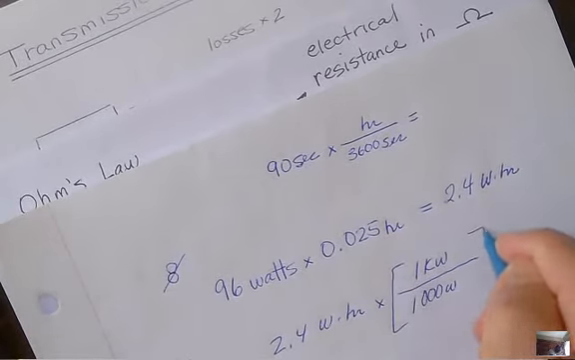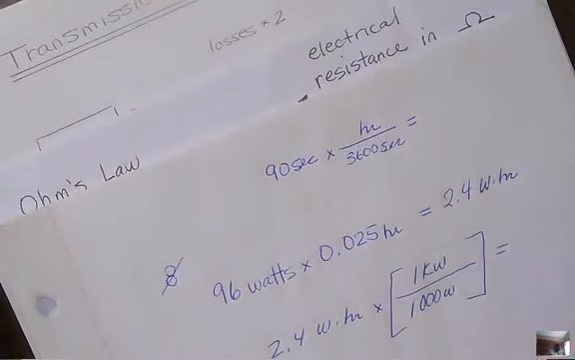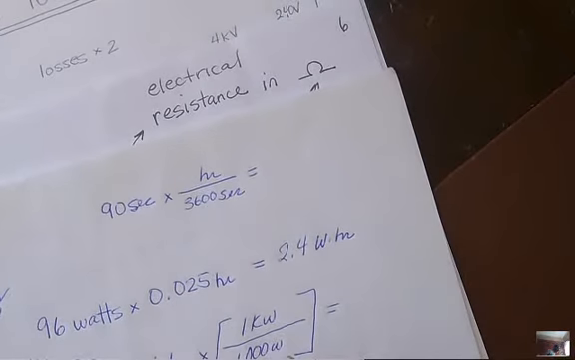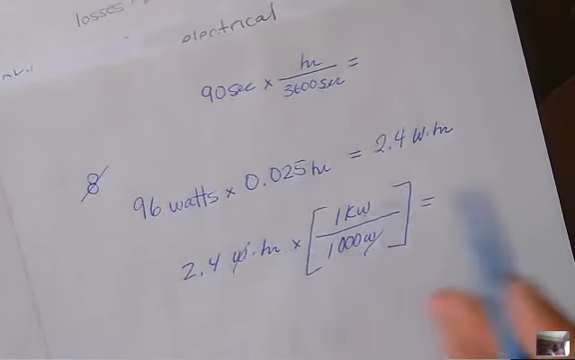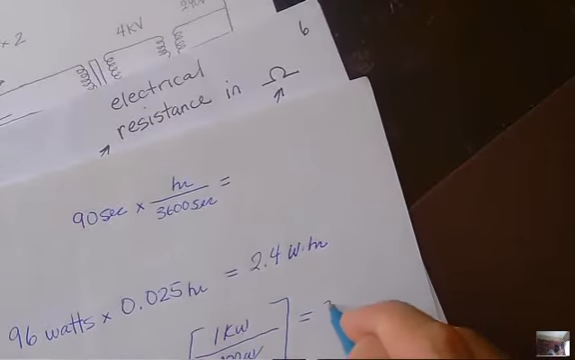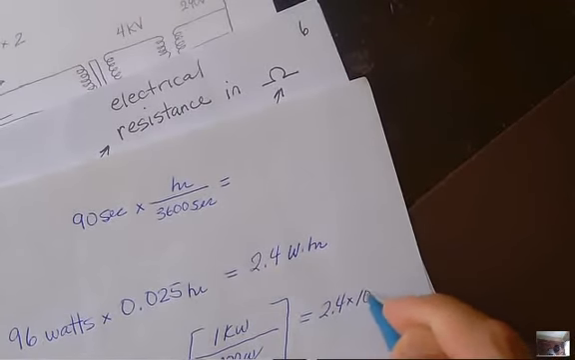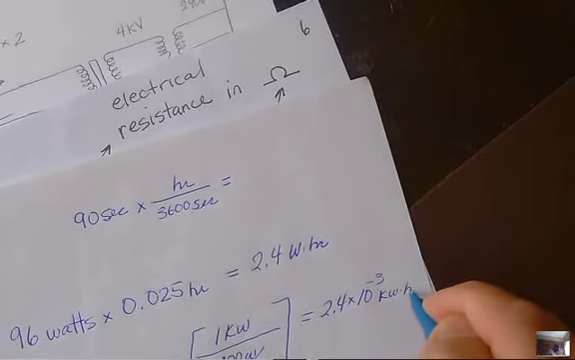So I'm going to get the same answer. So I wasn't wrong here, I just kind of like this way better. Okay, so there goes watts. What's going to be left? Kilowatts times hours. Okay, so 2.4 divided by 1,000. Okay, same answer, just want to make sure. Times 10 to the minus 3 kilowatt hours.